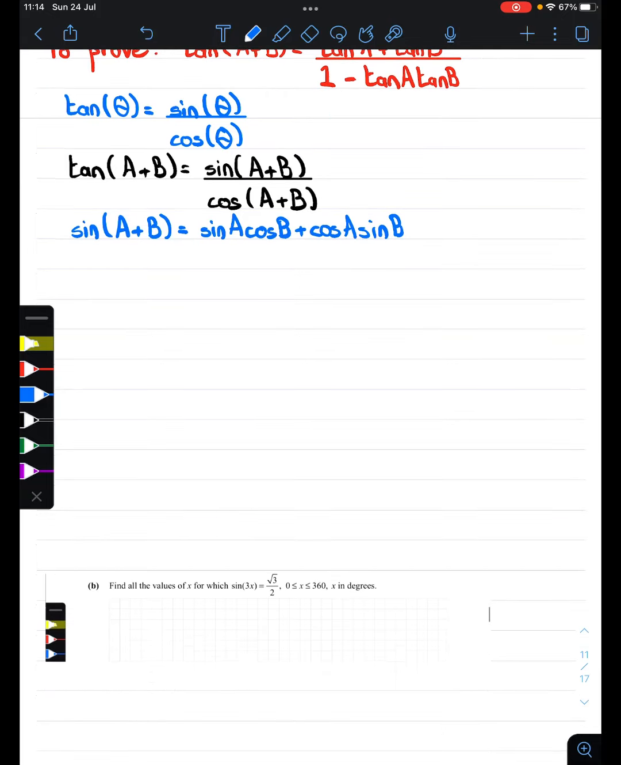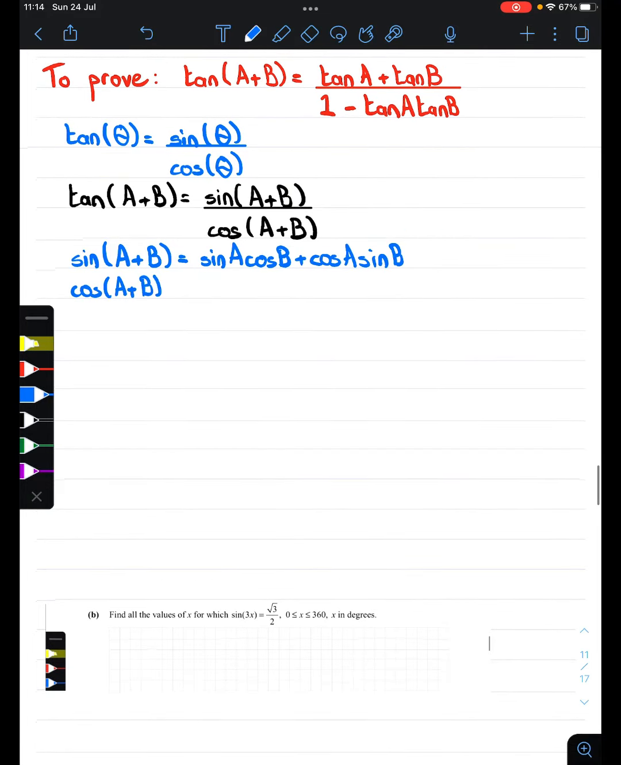And we know cosine(A+B). Remember, especially in paper 2, the log tables are your best friend, and if you literally just take formulas from the log tables, you're probably going to get 20% right off the bat, or more. Cosine(A+B) equals cosine A cosine B minus sine A sine B.